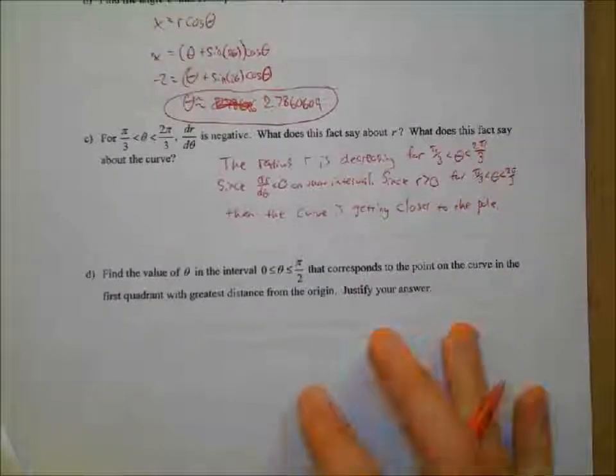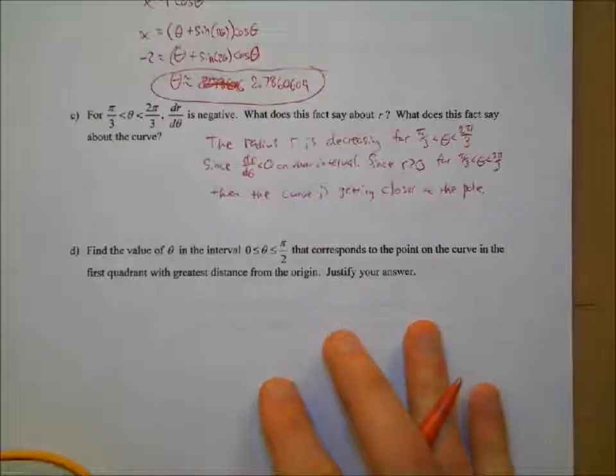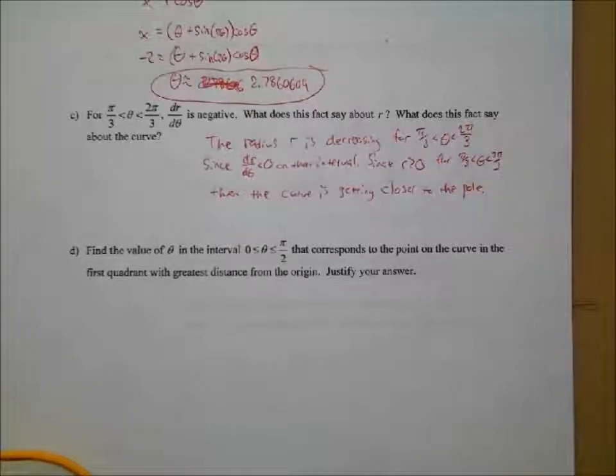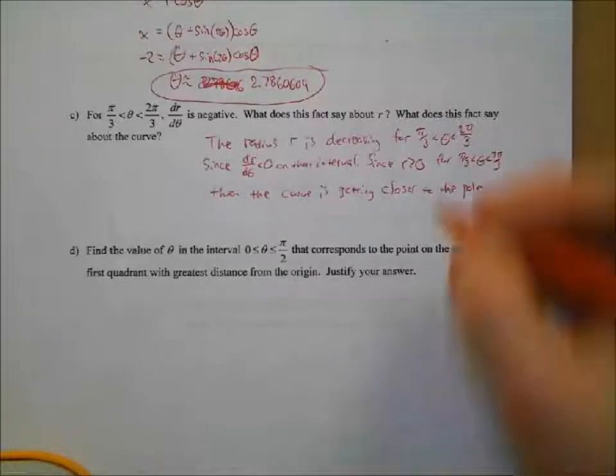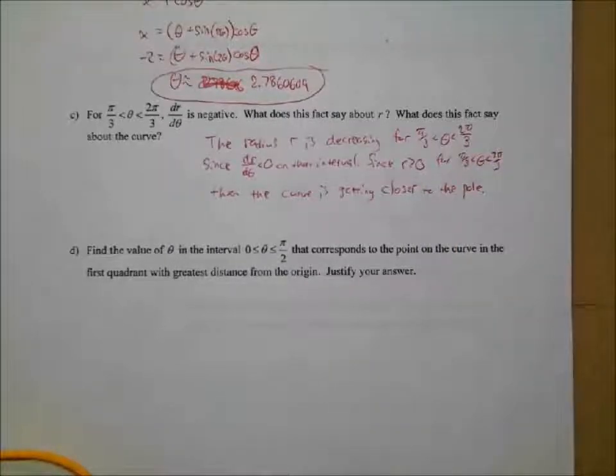Right. If you're already starting with a negative radius, and the rate of change of the radius was negative as well, that would be decreasingly negative. So it'd be more and more negative. You're actually getting further from the pole here. But since we have a positive radius and it's decreasing, that means it's getting close to that pole of 0, right? Radius of 0.